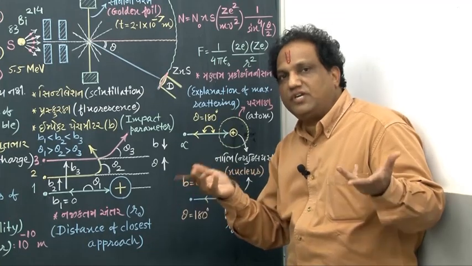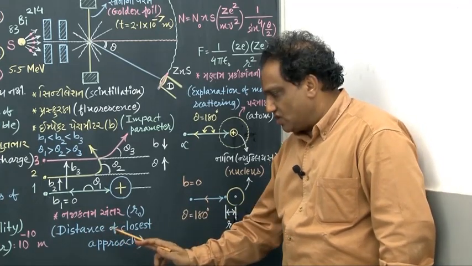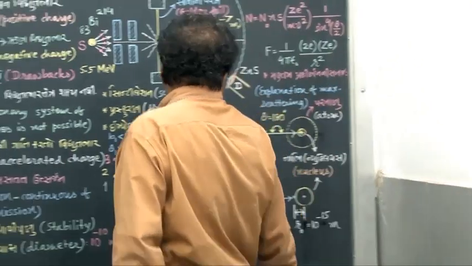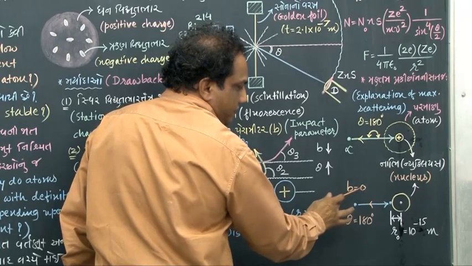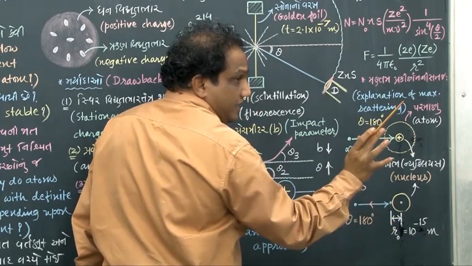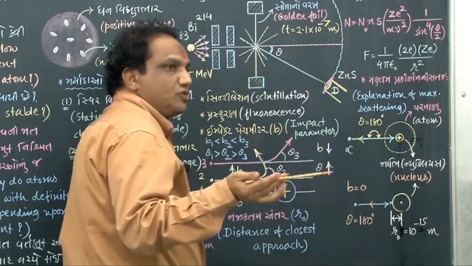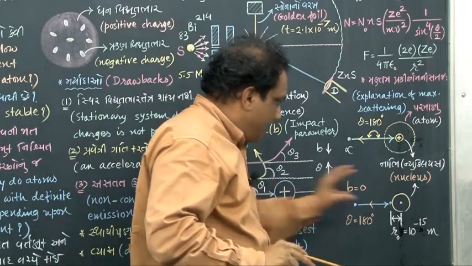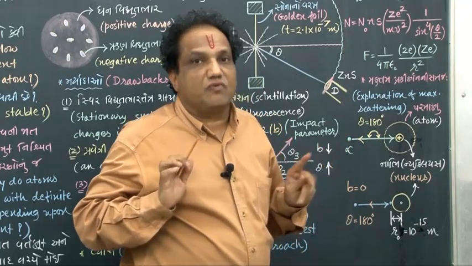It is some sort of distance, so its unit would be meter. Okay, fine. What is the other definition? Distance of closest approach. When an alpha particle is made incident on an atom with a zero impact parameter, the minimum distance between the alpha particle and the center of that atom is called the distance of closest approach, shown by the symbol R0. It is also some sort of distance, and the distance of closest approach will depend on the kinetic energy of the incident alpha particle. The more the kinetic energy, the smaller the value of the distance of closest approach.